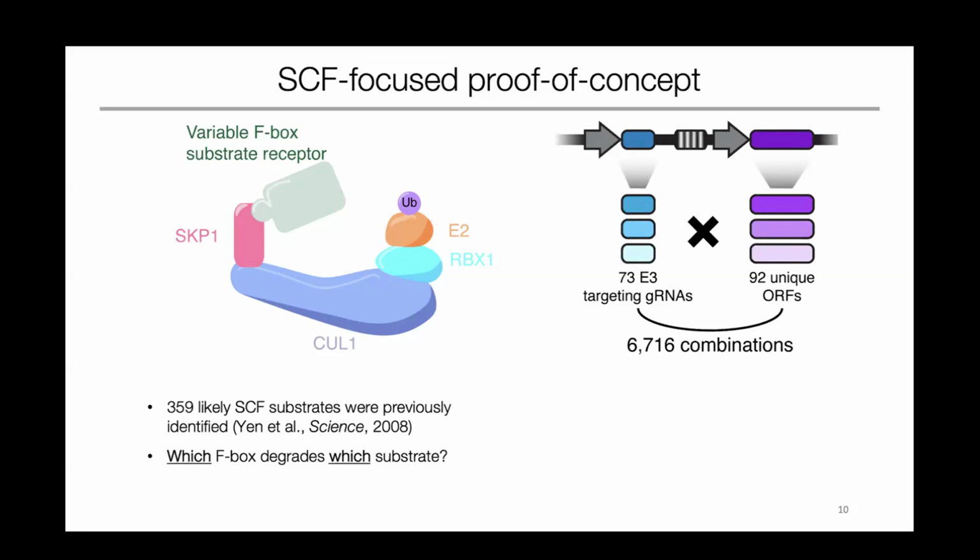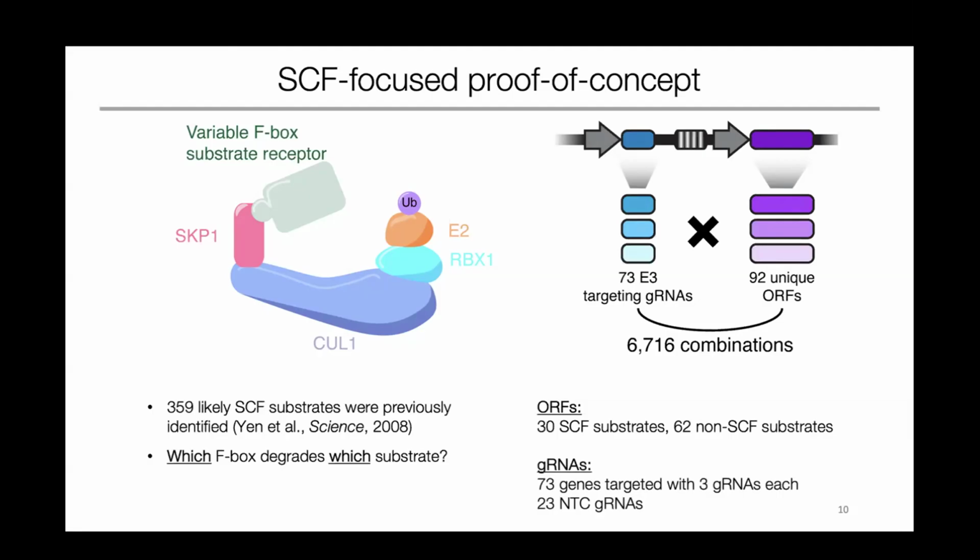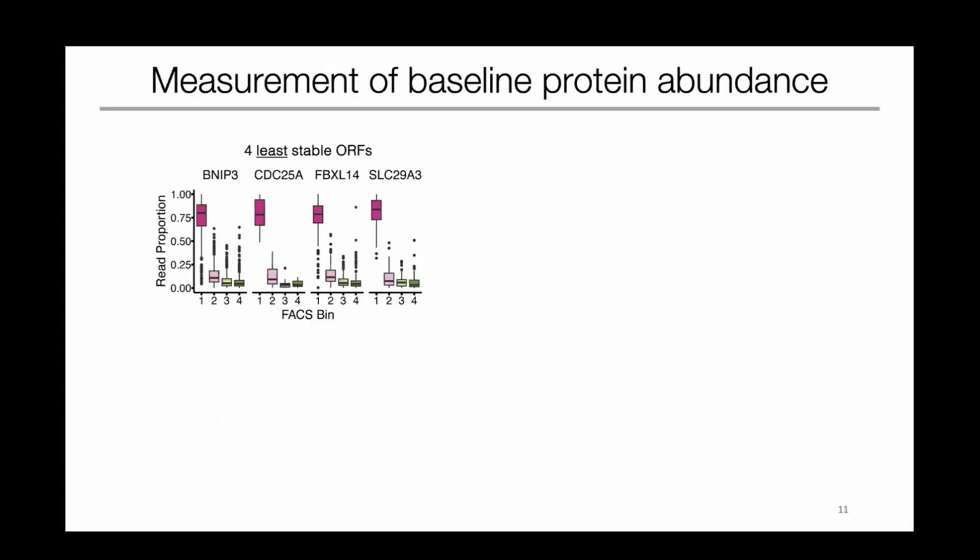We cloned a combinatorial library targeting the F-box genes along with some core SCF components such as Cul1 and Skp1. We used 30 SCF substrates from the 2008 Elledge paper, and then 62 non-SCF substrates as negative controls. And then for the guide RNA side, there were 73 genes that we targeted with 3 guide RNAs each. And we had 23 non-targeting control guide RNAs that we used to get the baseline protein abundance.